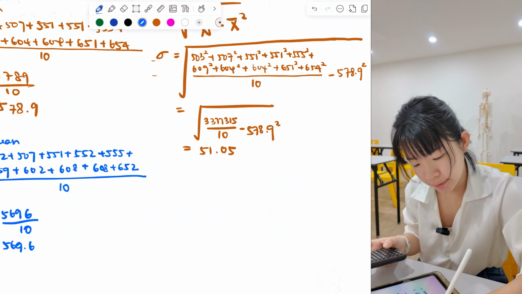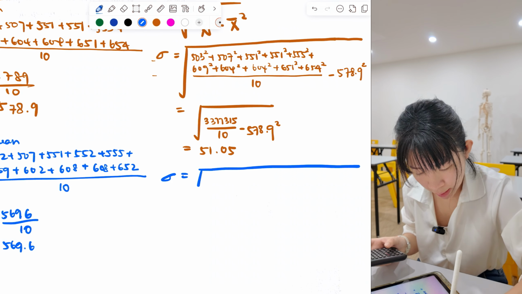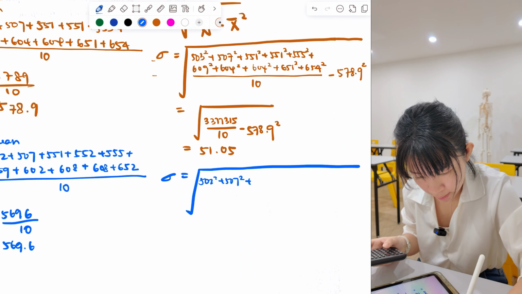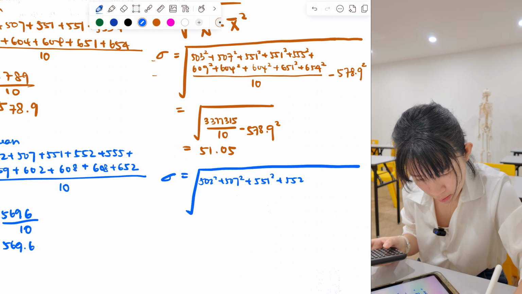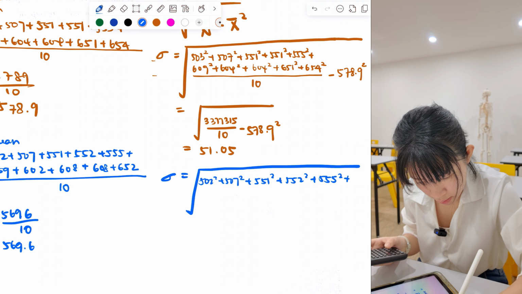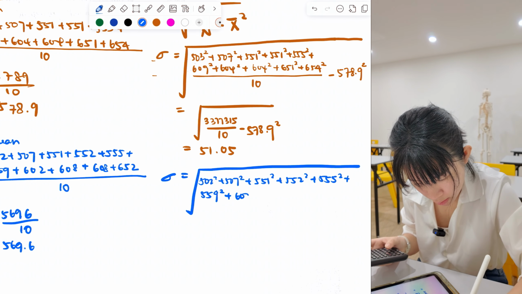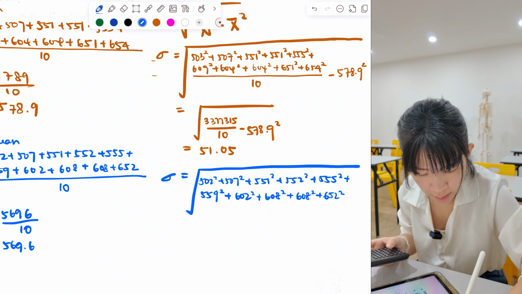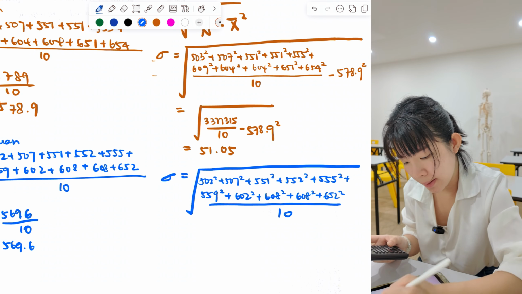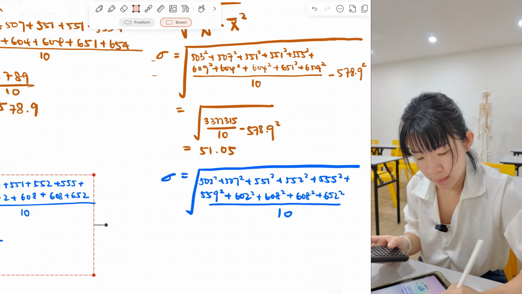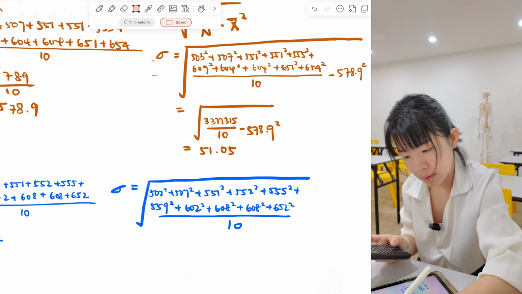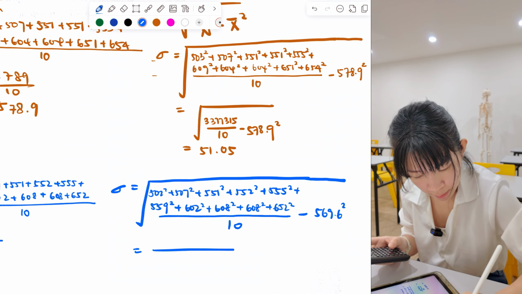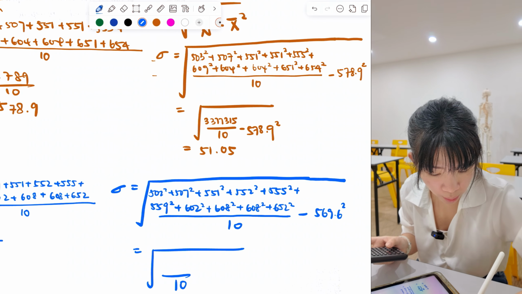Okay, so now find the standard deviation. Square root. Every data has to be squared. Okay, 502 squared. Divide by 10 minus mean squared, minus the mean 569.6 squared. Okay, square root. So find the sum of x squared first.